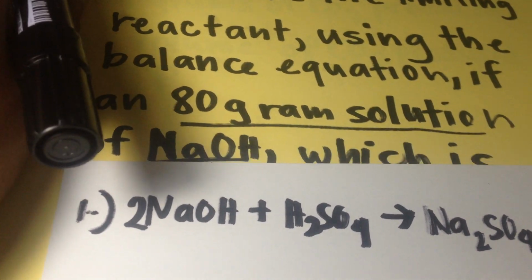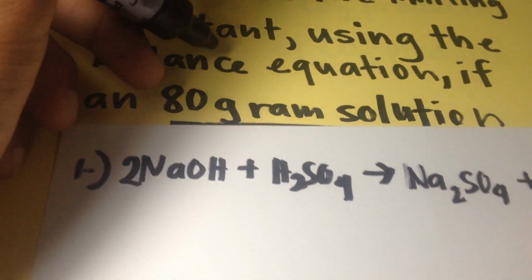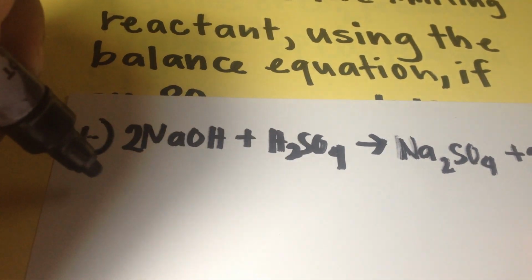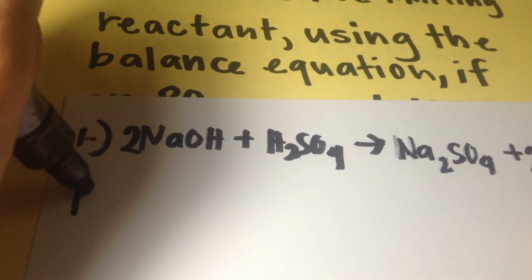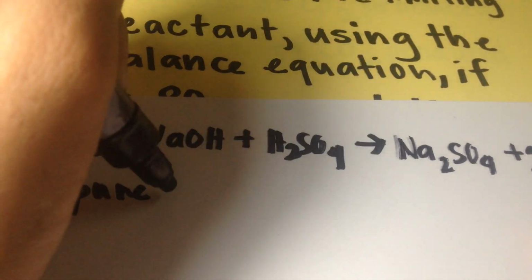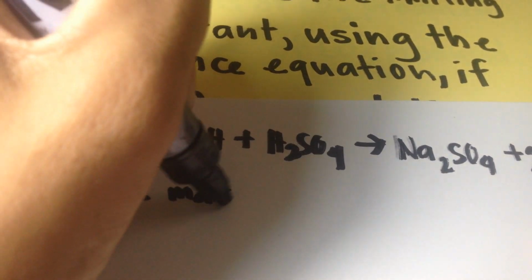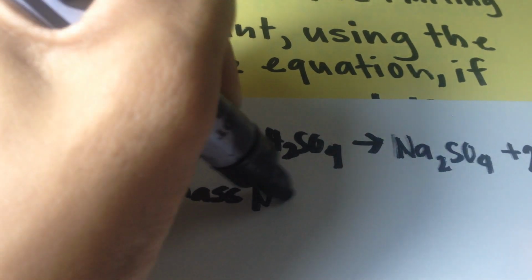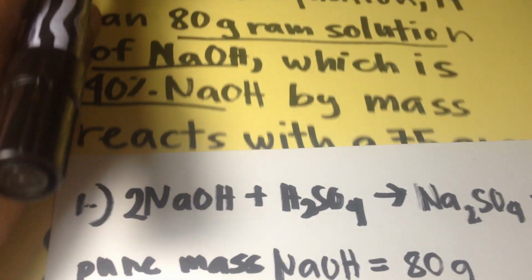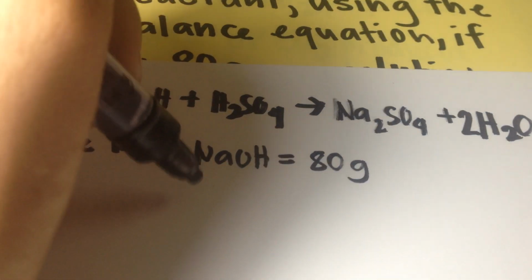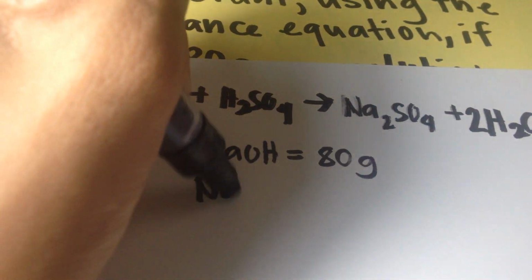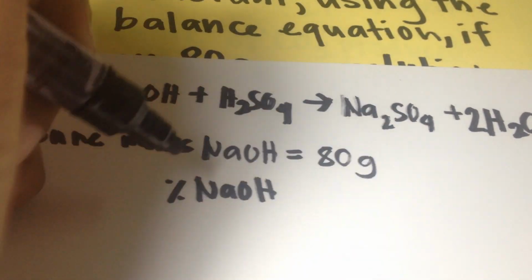And we have the given here. We have 80 grams of solution of NaOH. So the pure mass of NaOH is equal to 80 grams, and we have 40% NaOH.